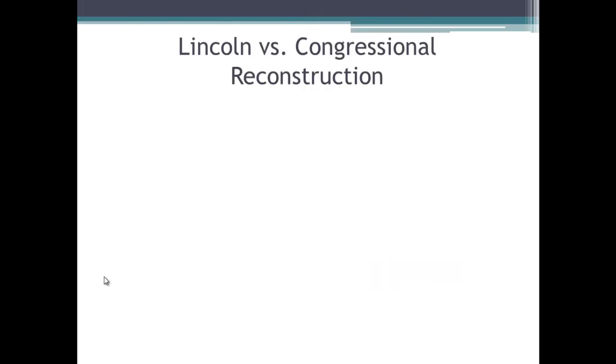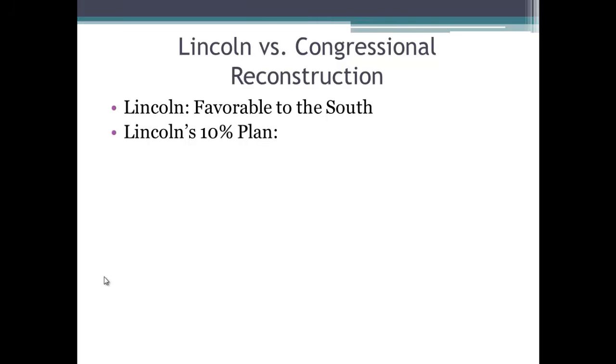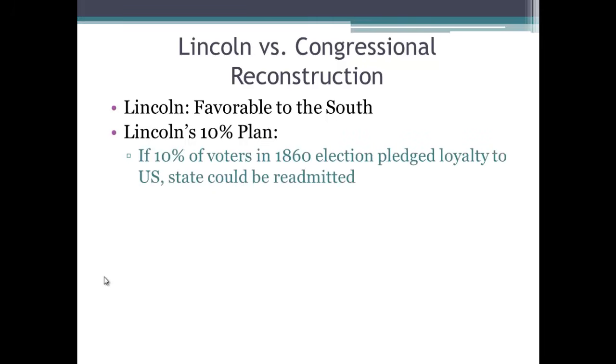Okay, when the Civil War ends, Lincoln dies about a week and a half later, and he has a plan for Reconstruction, or how the South should be readmitted. And this plan was considered very favorable to the South. His plan was called the 10% plan. And he said if 10% of voters in the 1860 election, Southern voters, pledged loyalty to the U.S., that state could be readmitted. And that 1860 year is very important because that's the year Lincoln was elected and when the Southern states started to secede.